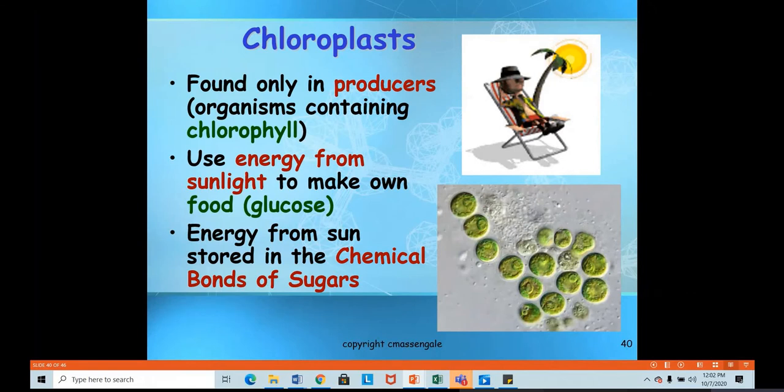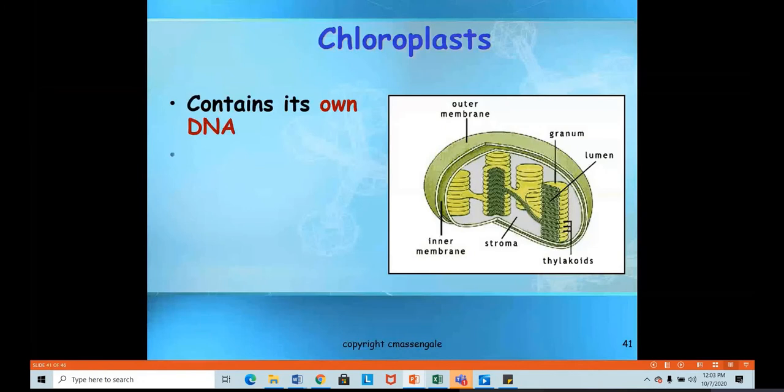From the PPT here, you can see the chloroplasts. They are found only in producers, meaning the organisms which make their own food. They use energy from sunlight to make the food, which is glucose, and energy from the sun is stored in the chemical bonds of the sugars. When you study photosynthesis in detail, you can break it into light-dependent reactions and light-independent reactions. For the light-dependent reactions, the energy from the sunlight is very important, and it is captured by chlorophyll, which is present in the chloroplast.